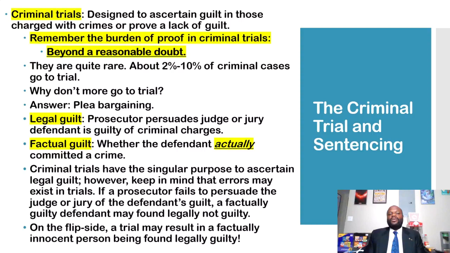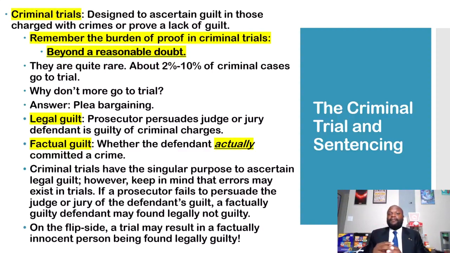Well, in this case, we look at two types of guilt that exist. We have legal guilt. The prosecutor is going to persuade a judge or jury that the person is guilty of the criminal charges. And then, of course, we have factual guilt, which is whether the defendant actually committed the crime. Legal guilt and factual guilt make things very murky, simply because it is entirely possible, based on a criminal trial, that a prosecutor can fail to persuade a jury that this person is legally guilty, right? In other words, a factually guilty person can be found legally not guilty.